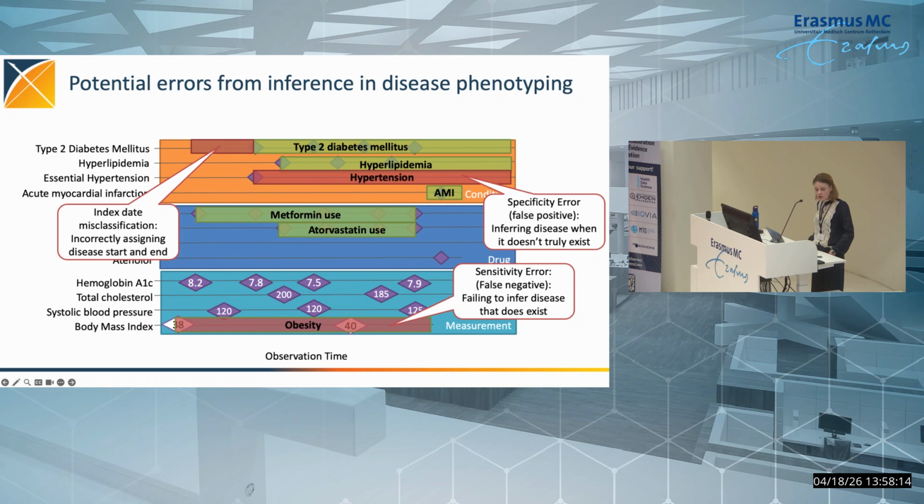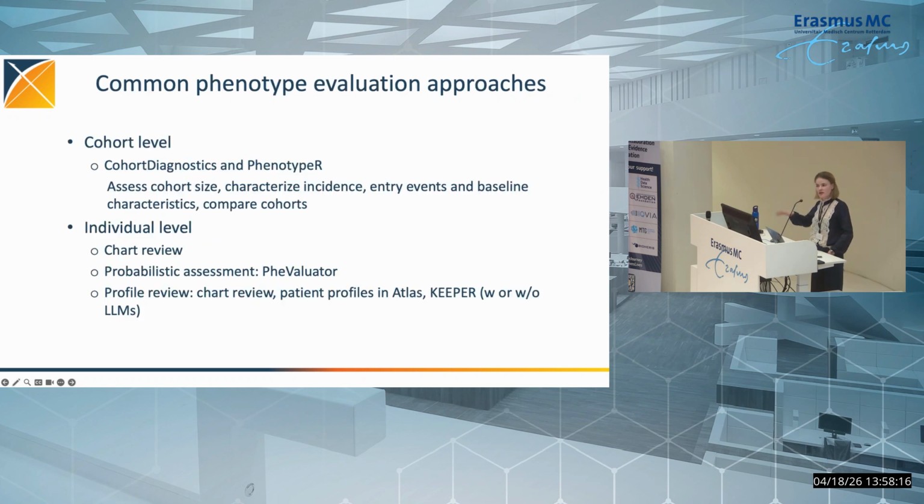And there are several tools in the OHDSI community that let you assess the performance and look at index event misclassification. It's Cohort Diagnostics and PhenotypeR, and Anna talked about it in brief. This tool looks at the population level. You get your cohort, it tells you how the cohort looks.